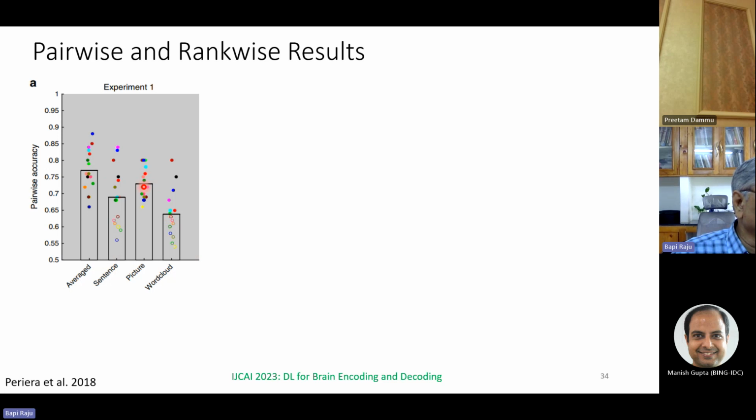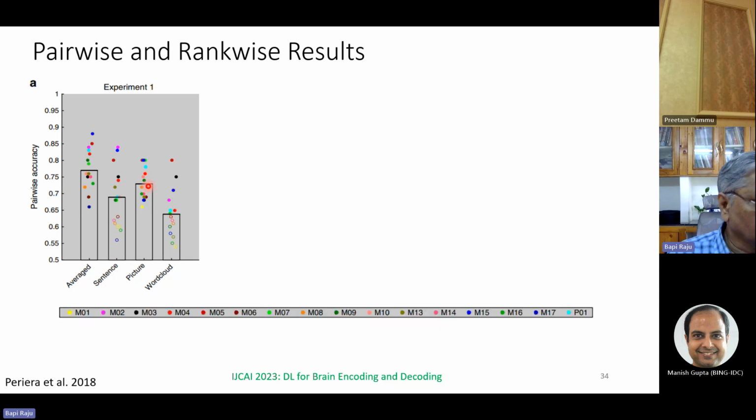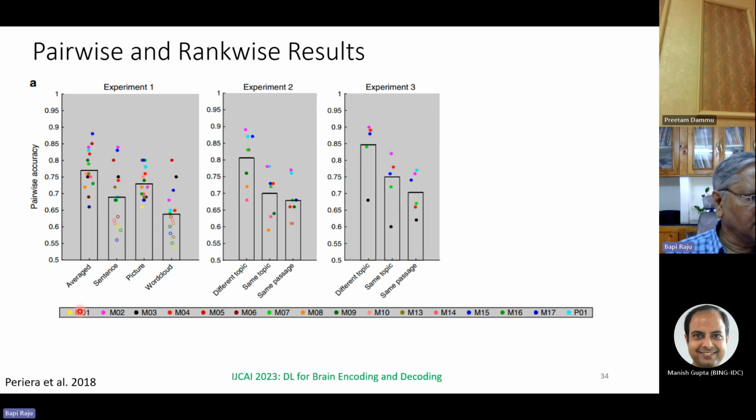And what you see is picture view has a higher decoding performance in terms of pairwise accuracy. Right, so a picture, I guess, is worth 1,000 words, the popular adage, and I guess these brain results also seem to bear that out. So these are participant numbers. The colors represent these 18 participants.